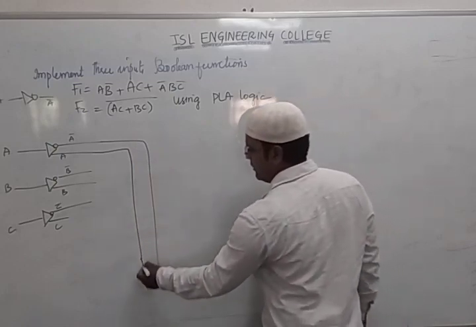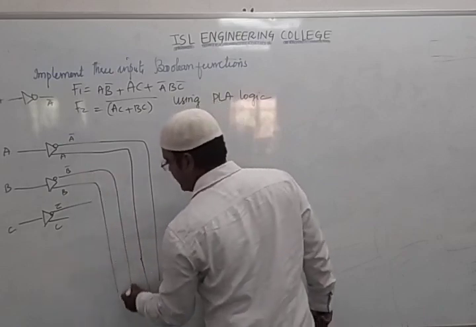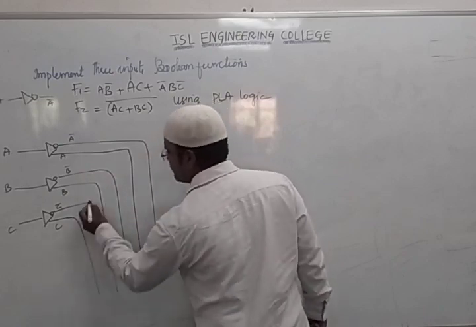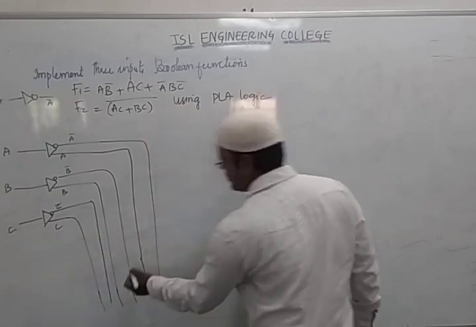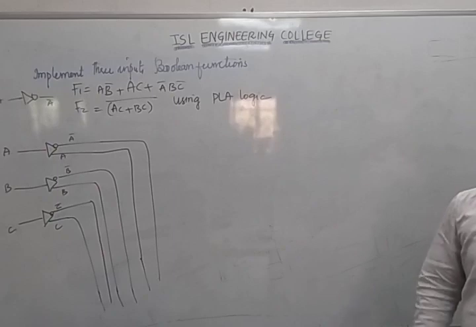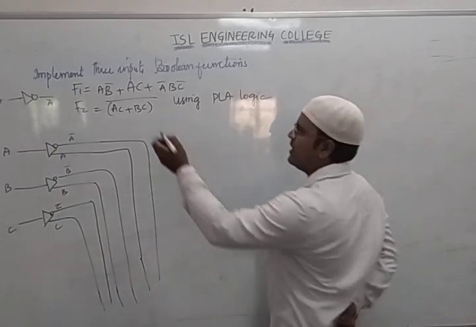This is for A complement. Likewise it is there for B and B complement. Like it is there for C and C complement. Right? So we put the lines. Next thing, what is the next thing that is required? We have to give the first logic. How many AND gates do we require?